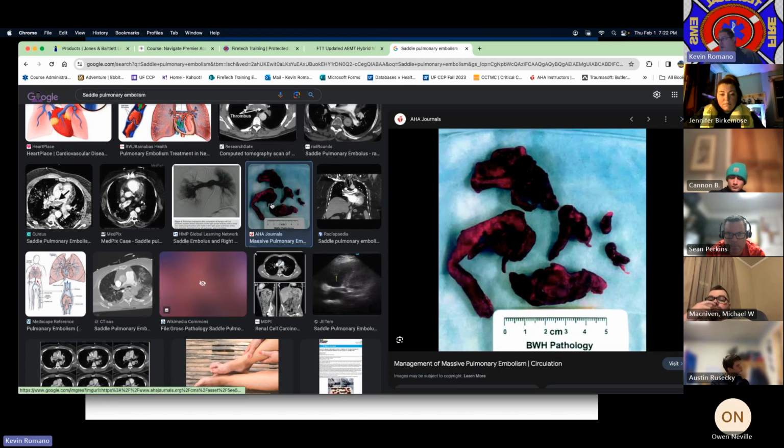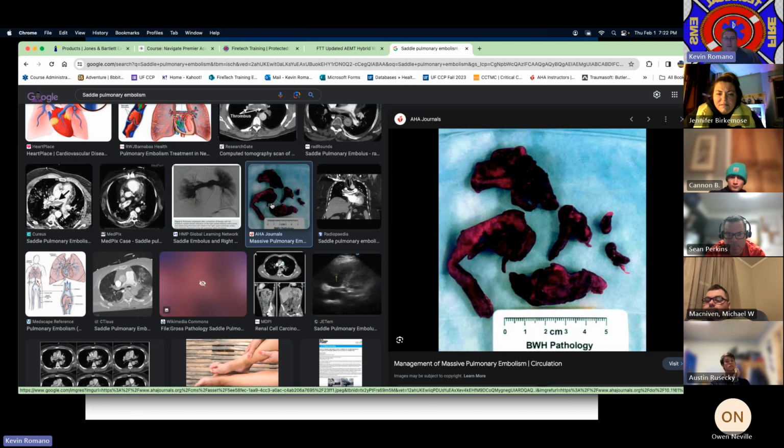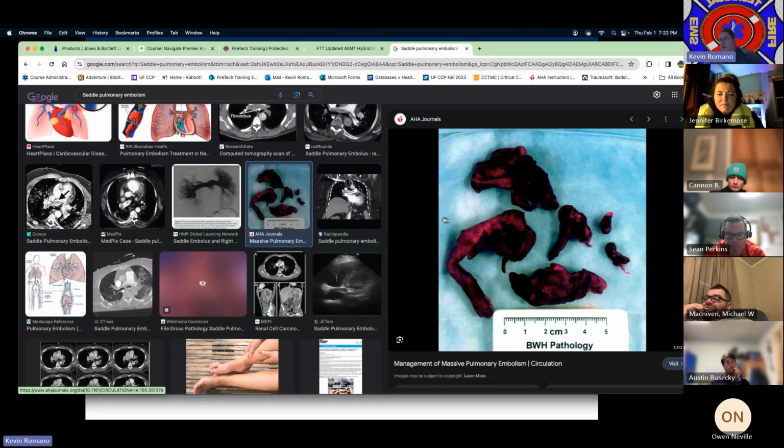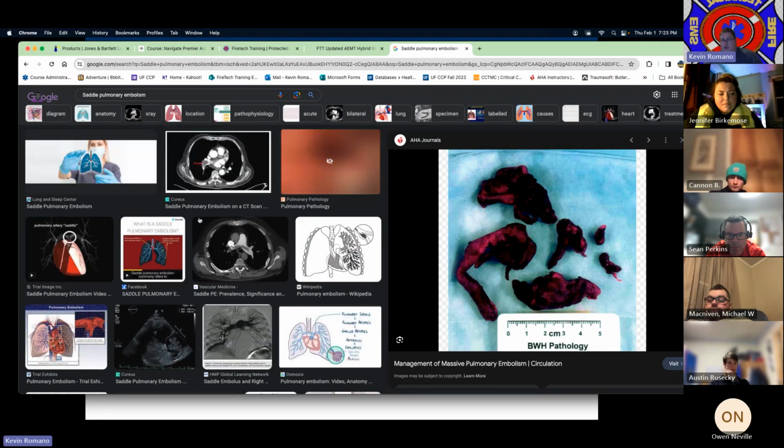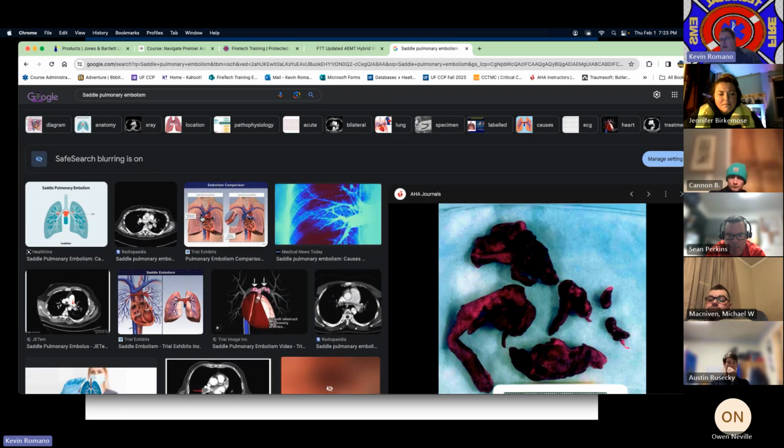Here are some clots that were pulled out of someone's lungs, by the way. Okay, this is all part of a PE, what they see here. But a saddle PE, though, is one of the worst ones you can have. I've had patients with this before. They can die very quickly from that.